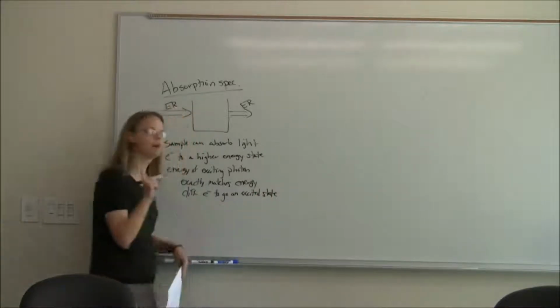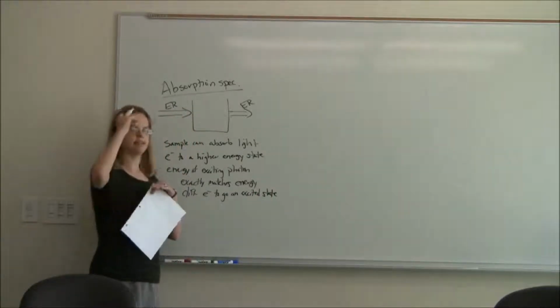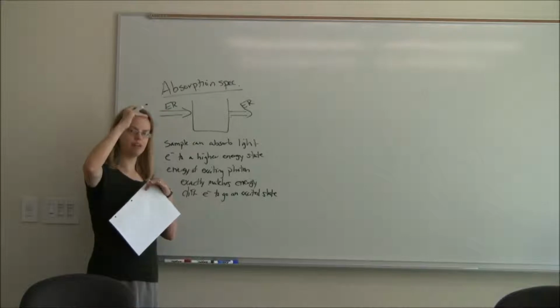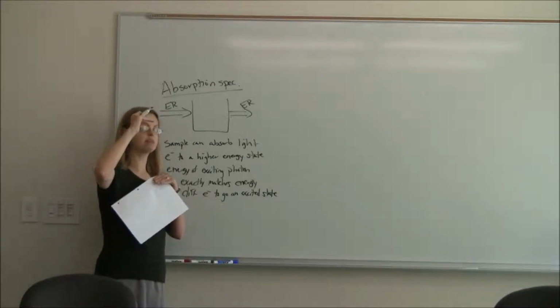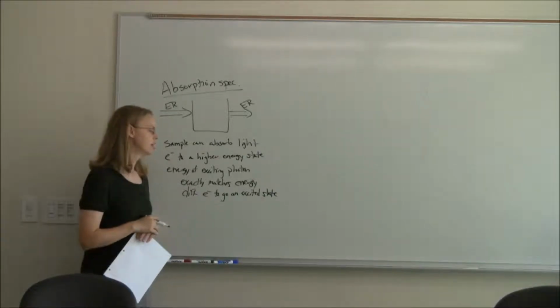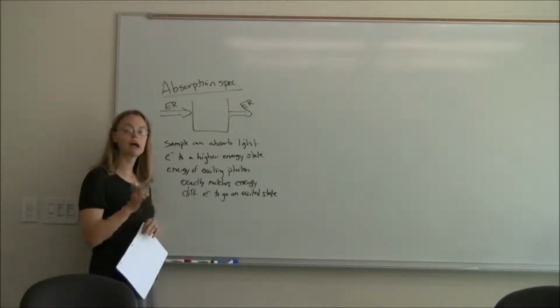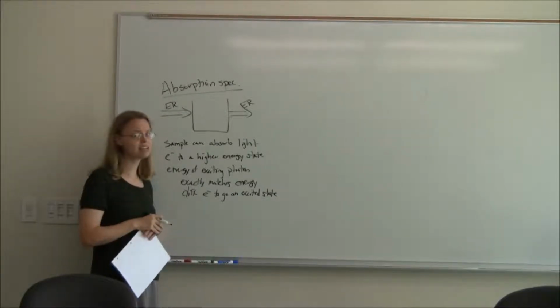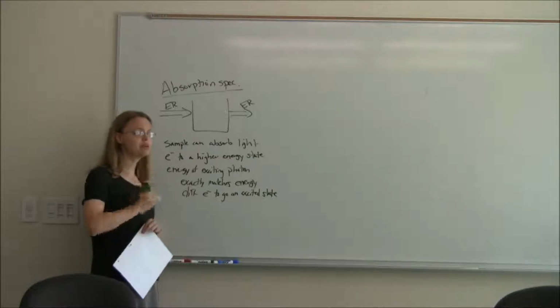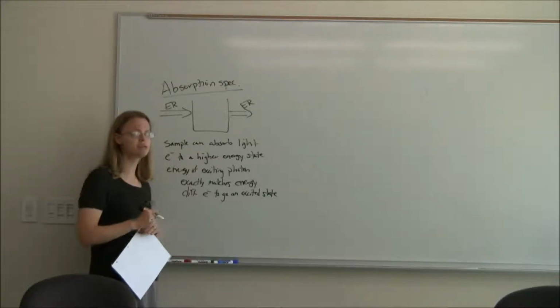So if you just thought about one electron and its next state is so much energy above it, the photon coming in has to match exactly that energy. Now the thing about a complex molecule is there are a lot of electrons, and those electrons might have multiple different states that they can go to. And so that's why we end up getting peaks that are fairly broad.